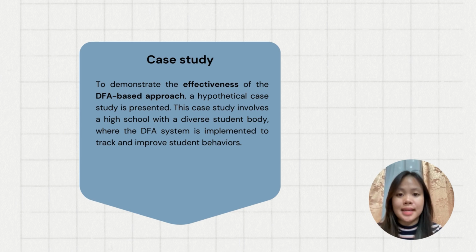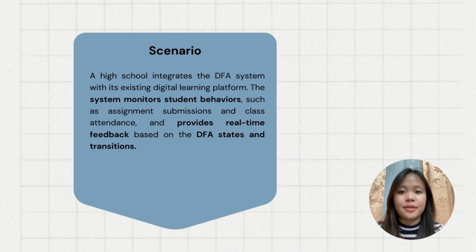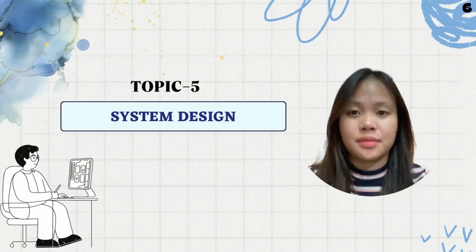The case study of the research is to demonstrate the effectiveness of the DFA-based approach. A hypothetical case study is presented. This case study involved a high school with a diverse student body where the DFA system is implemented to track and improve student behaviors. Here is a sample scenario where a high school integrates the DFA system with its existing digital learning platform. The system monitors student behaviors such as assignment submission and class attendance. This provides real-time feedback based on DFA states and transitions.